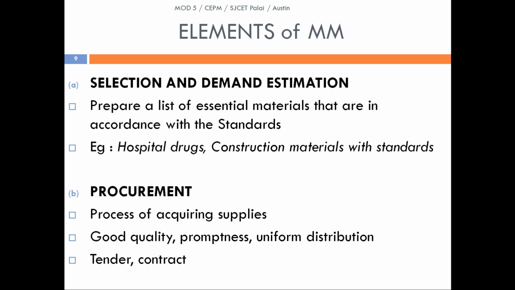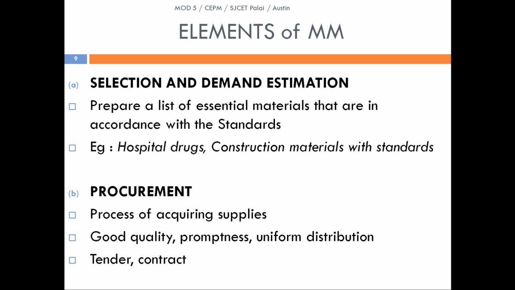First, we have to prepare a list of essential materials that are in accordance with the standards. For example, if the product we have to procure is hospital drugs or any kind of construction materials, there should be certain standards put forward by the authorities, and those standards have to be satisfied while we are procuring the materials. So when we are preparing an estimate, or when we are going for a selection, we have to keep in mind what essential materials we need. At the same time, those should be prepared based upon the standards put forward by the authority.